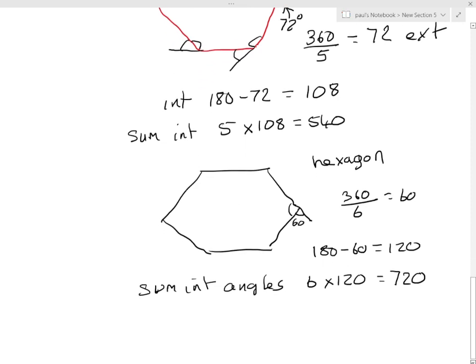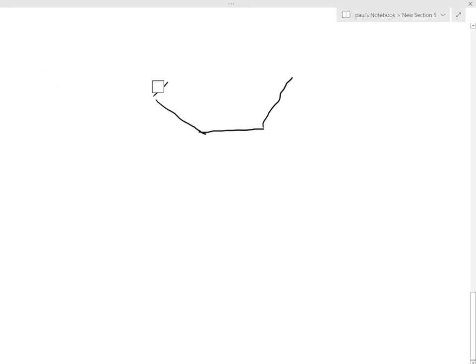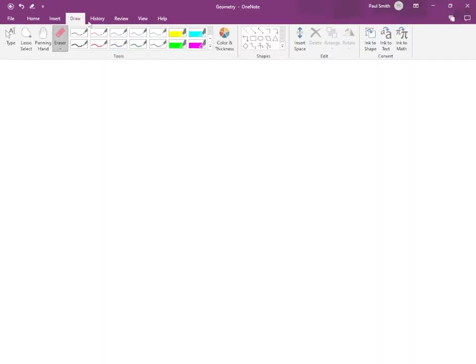A second method. Let me draw a 5-sided shape: 1, 2, 3, 4, 5. Yeah, there's our regular pentagon.